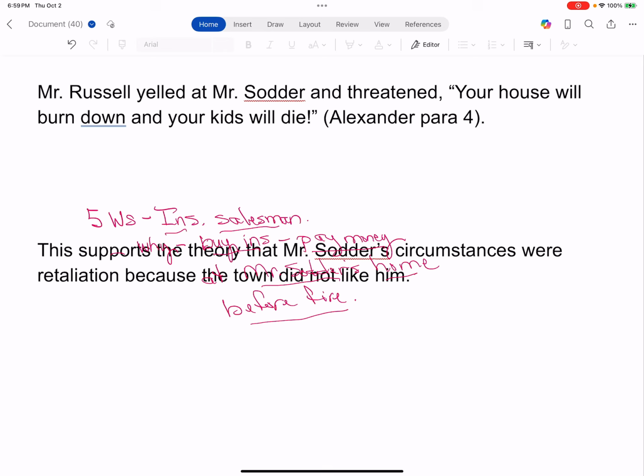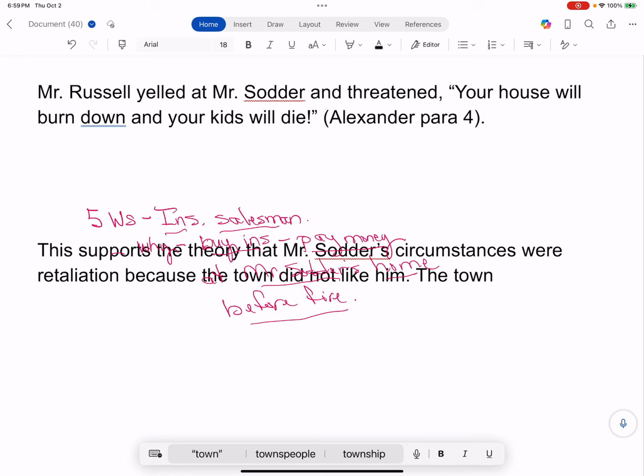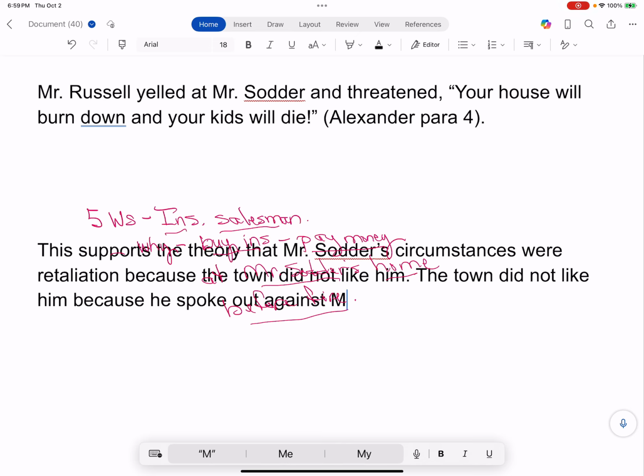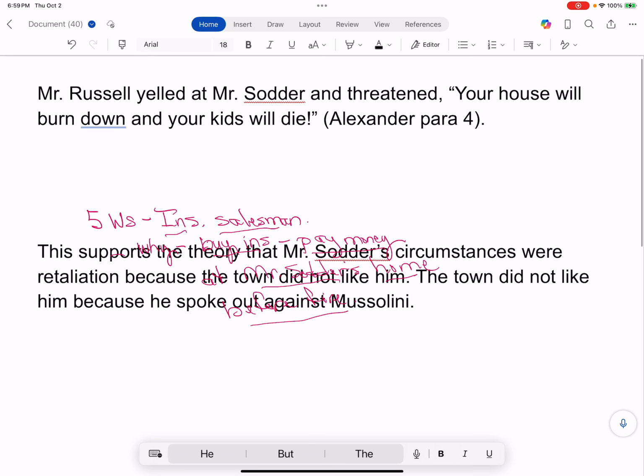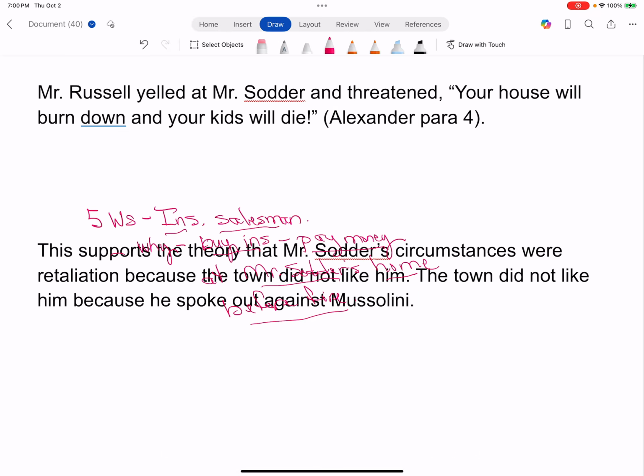This supports the theory that Mr. Sauter's circumstances were retaliation because the town did not like him. Why didn't the town like him? The town did not like him because he spoke out against Mussolini. That's another 2 sentences. So you have the 2 sentences about the 5 W's. Then you have the 2 sentences tying it back to the theory, and you have your 1 sentence up here, and that's less than 30%.